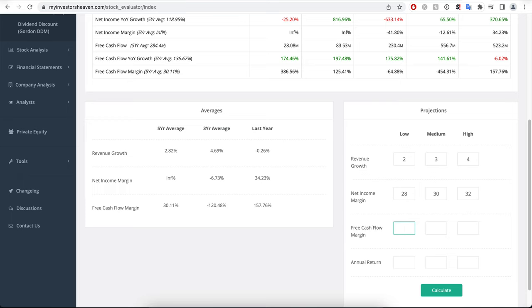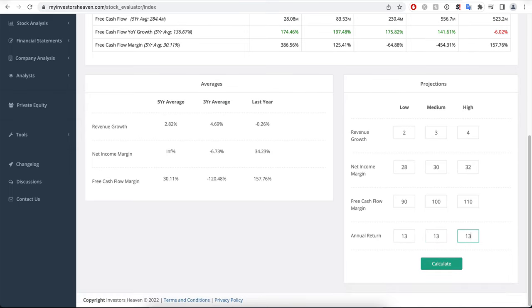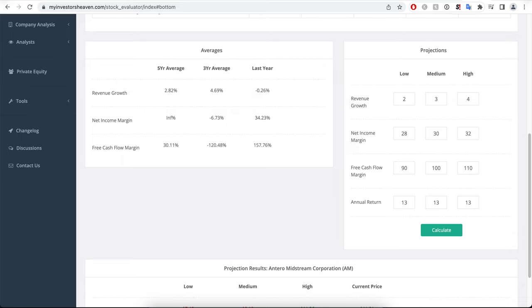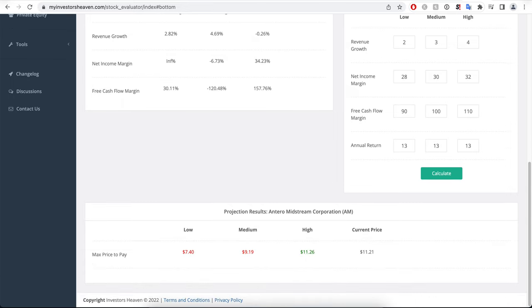Now, let's go for the free cash flow margins. Let's just go 90, 100, and 110. It's probably going to be a little bit elevated. And an annual return of 13%, the typical one that I ask for the companies that I analyze. Now, you will see that the low value that we're getting for these estimates is $7, $9 for the medium and $11 for the high, which is already there. And so this could be a potential buy right now if you are expecting it to do these kinds of numbers, which are possible for the next 5 years.